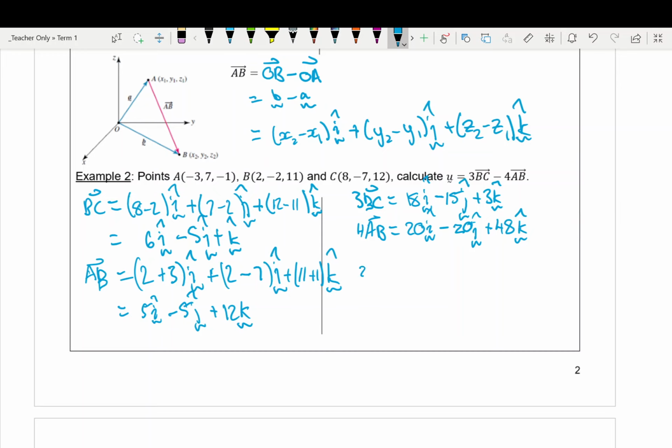So 3bc take 4ab will give us 18 take 20 is negative 2i, negative 15 take negative 20 is plus 5j, and then 3 take 48 is negative 45k. So that is our answer to example 2.